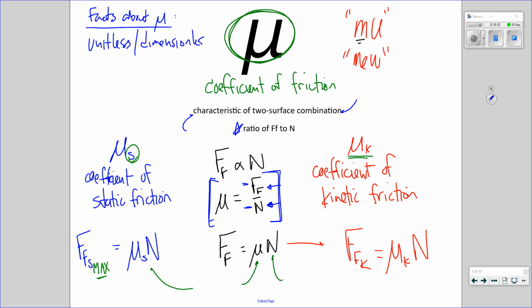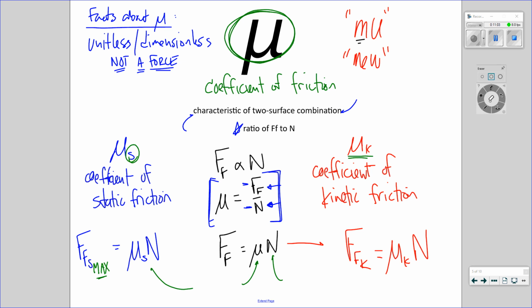dimensionless. It has no units. It is not a force. Lots of people have trouble with plain old wording when a question says, what's the coefficient of friction? Some people will say, all right, here's what I'm looking for. No. The coefficient of friction is not a force. You'll never see mu drawn on a diagram because it's not a force. It's a ratio of two forces.